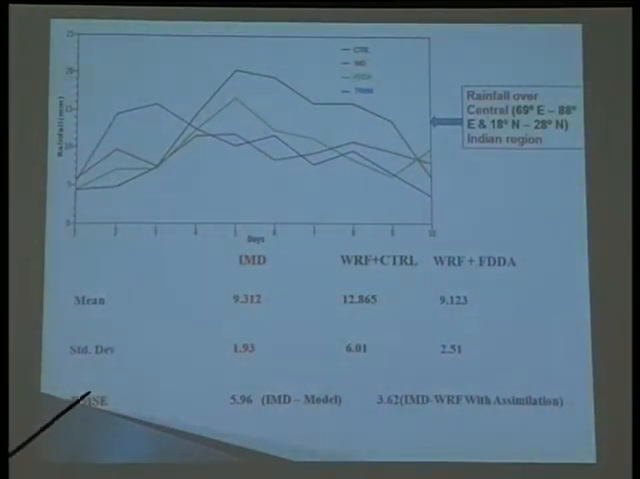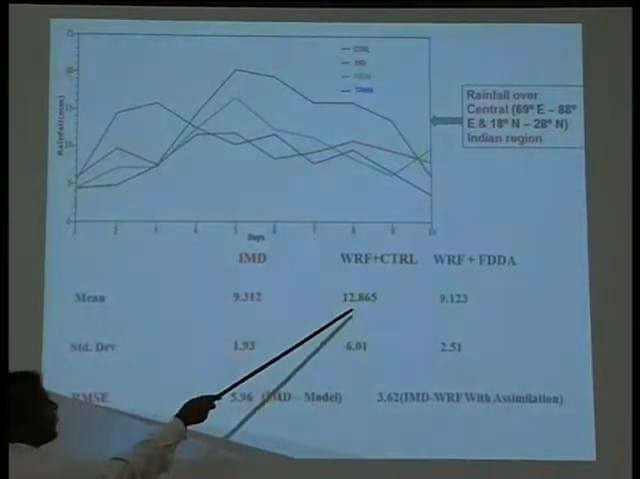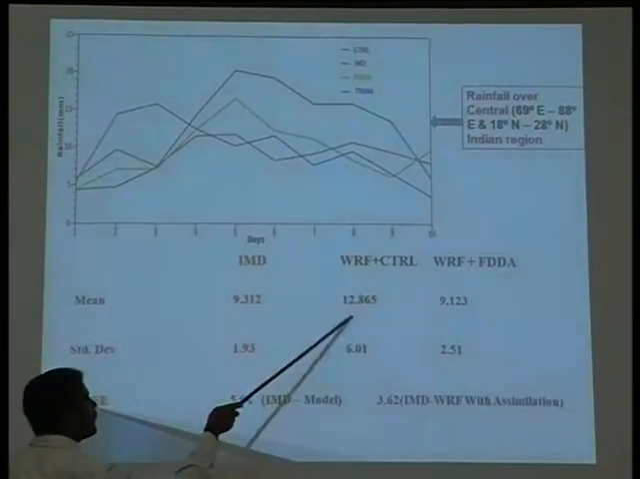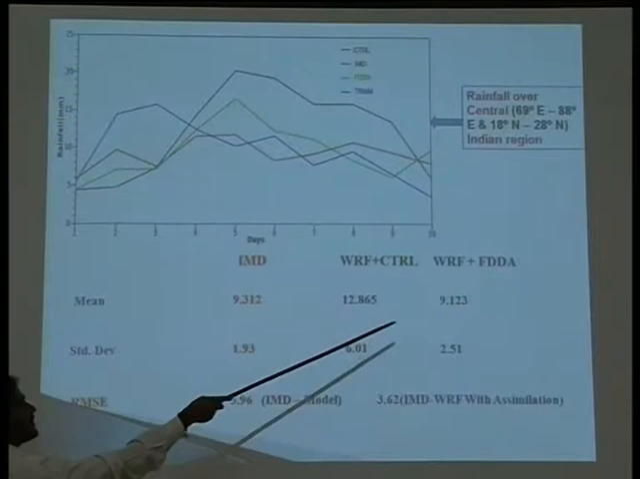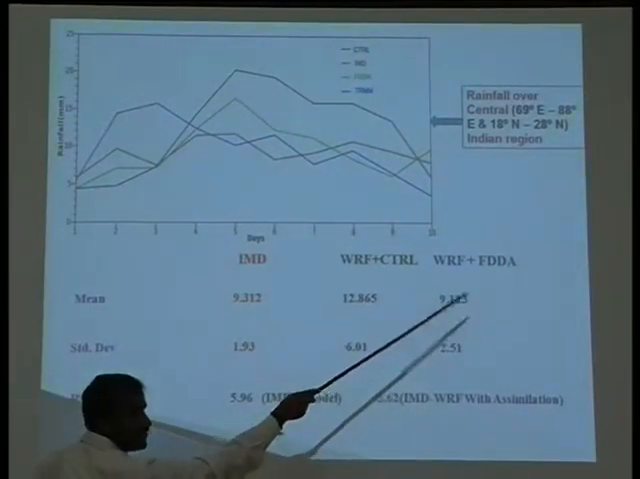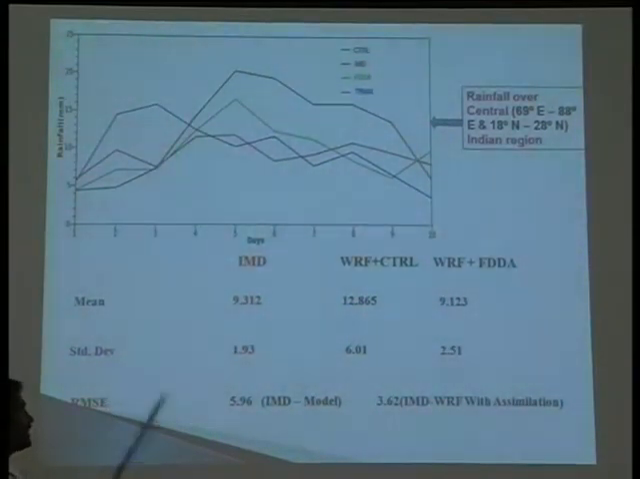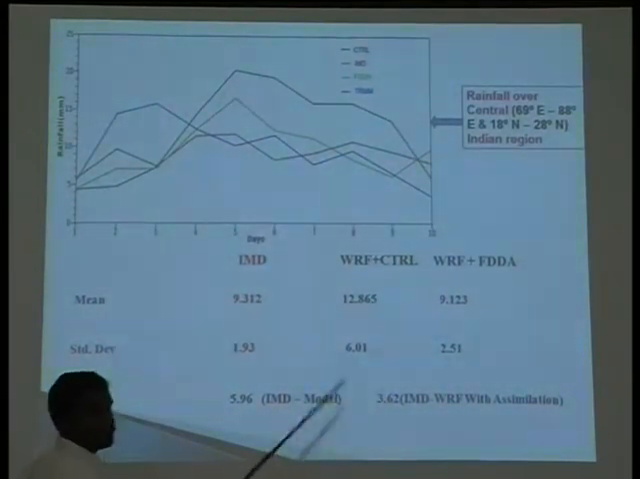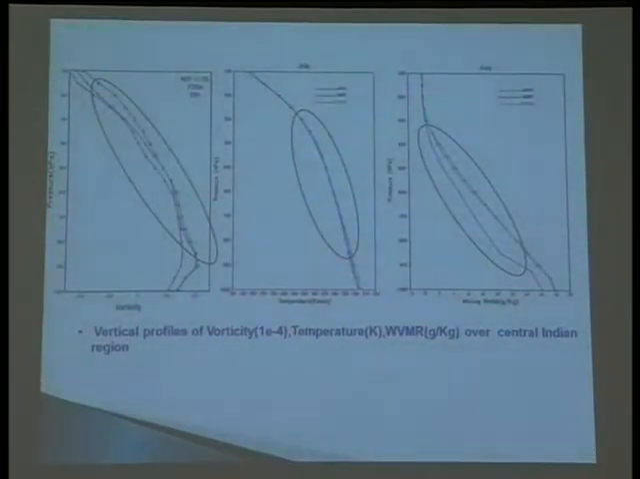This is some statistics: mean with respect to IMD, without assimilation and with assimilation. Without assimilation the mean is around 12.865. After assimilation this mean is reduced to 9.123, which is close to the observations. If you see the standard deviation and RMSE, without assimilation it is 5.96. After assimilation it came to 3.62.